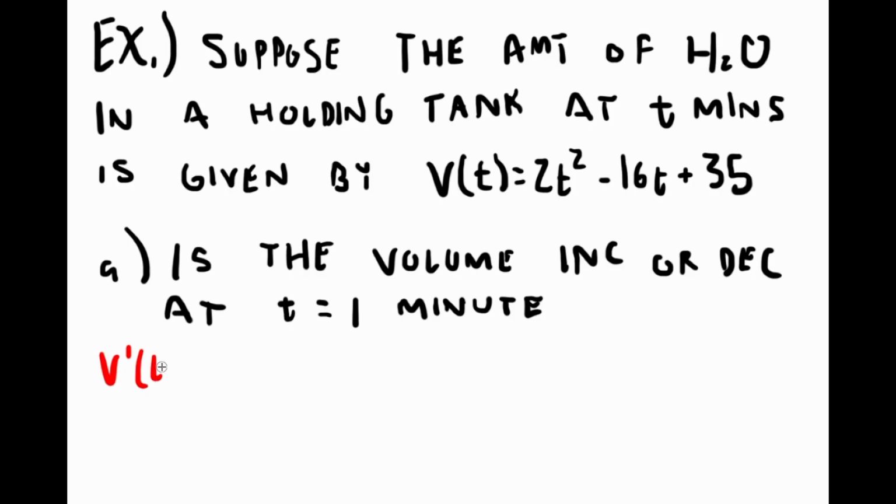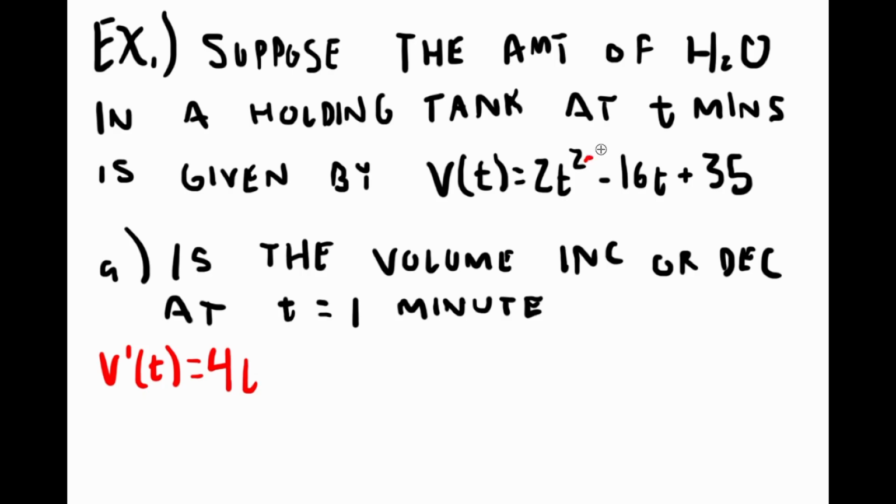V prime of t is just going to be equal to the derivative of 2t squared minus 16t plus 35. And in order to find the derivative for this function, what we're going to do is multiply the exponent by the coefficient. And that'll give us 4t.